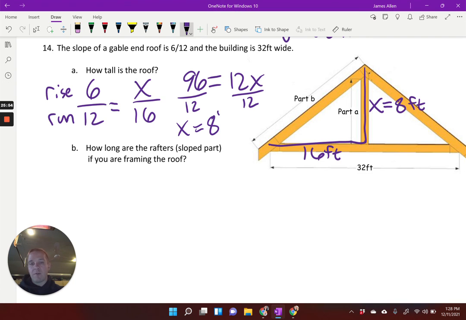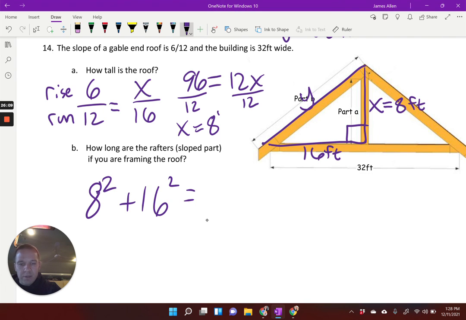Next thing, how long are the rafters? The slope part. So we want to find out that, right? That's part B. We'll call that Y. So if I know two sides of a right triangle, Pythagorean theorem is most definitely my best friend. 8 squared plus 16 squared equals, in this case, y squared. So I'll go ahead and plug that in. I get 64 plus 256 equals y squared.